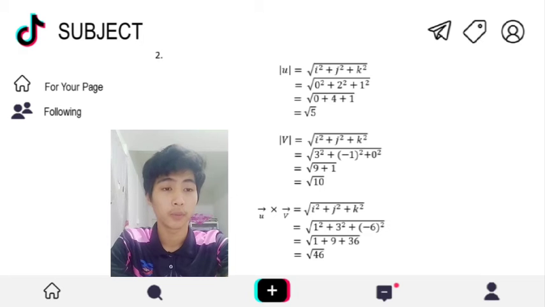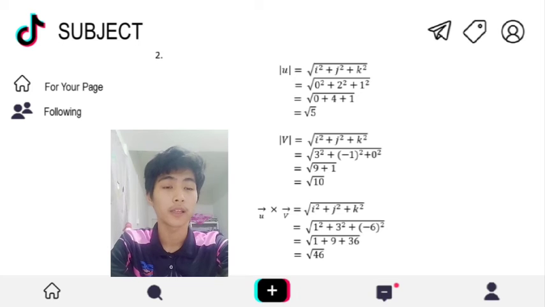The formula we use is root of I squared plus j squared plus k squared, and the components of vector u we put in for I, j and k. So it equals root of 0 squared plus 2 squared plus 1 squared, equals root of 0 plus 4 plus 1. And the last answer is root 5.